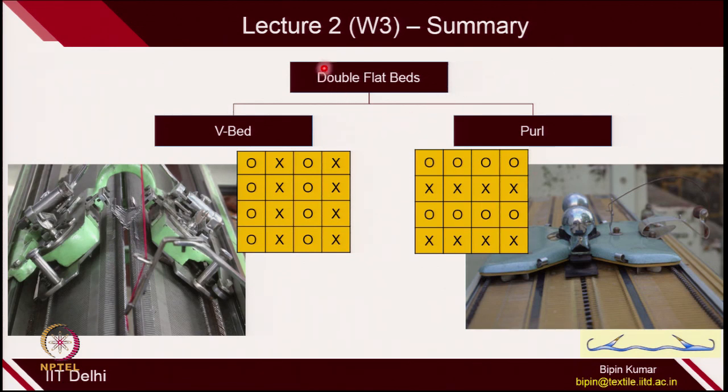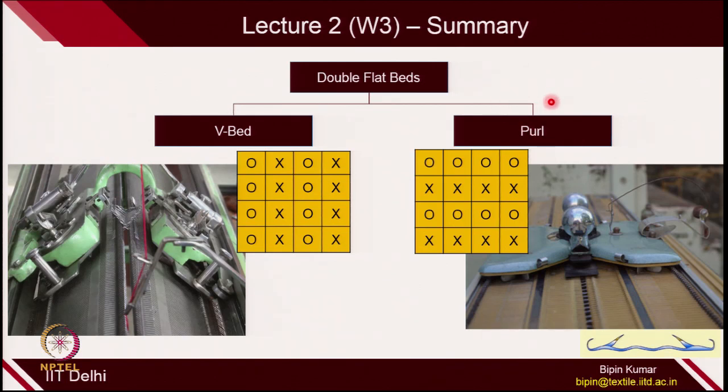In the last lecture our topic was mostly related to double flat bed machines. Here the needle bed is actually in the flat shape. So, they have the flat panel on which the needles are placed in the tricks, and these double flat bed machines were categorically divided into two categories. One is V-bed machine and the other is pearl knitting machine.